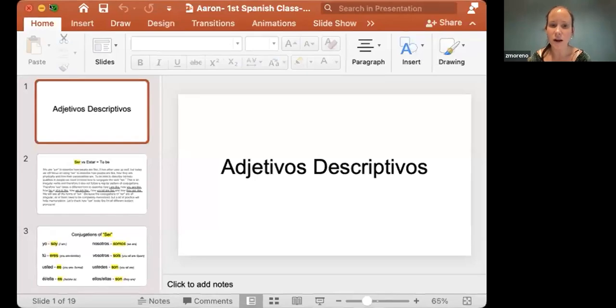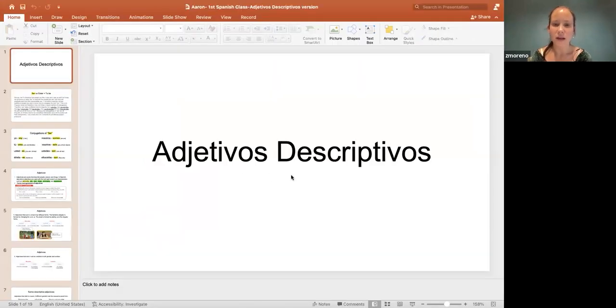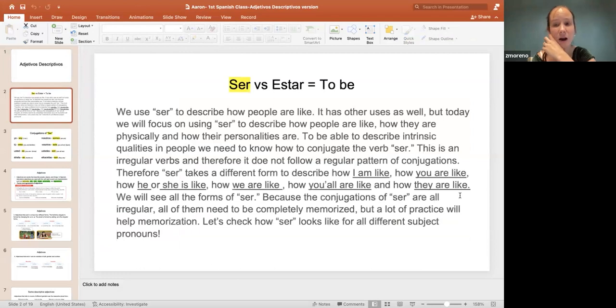So we're gonna try to start with descriptive adjectives, adjetivos descriptivos. Do you see it? Do you see the share screen? Awesome. Okay, awesome.